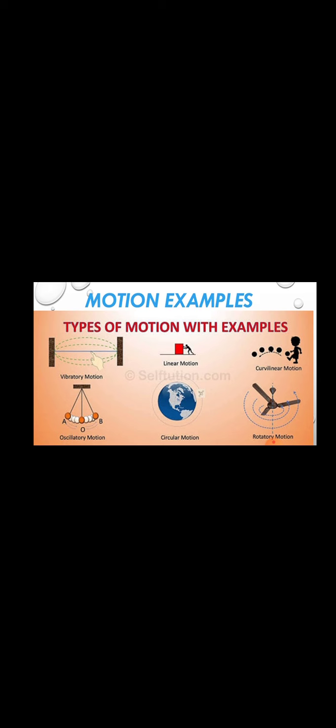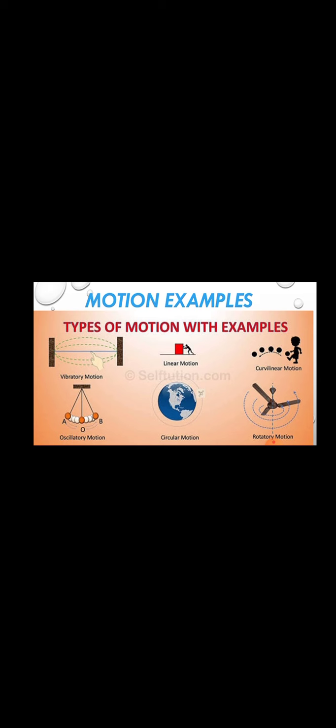And there is another very famous example of oscillatory motion when, for example, a swing is moved. It moves in a forward way and then it comes backward. This to and fro motion, meaning repeated backward and forward motion, is called oscillatory motion, or we can say vibratory motion.